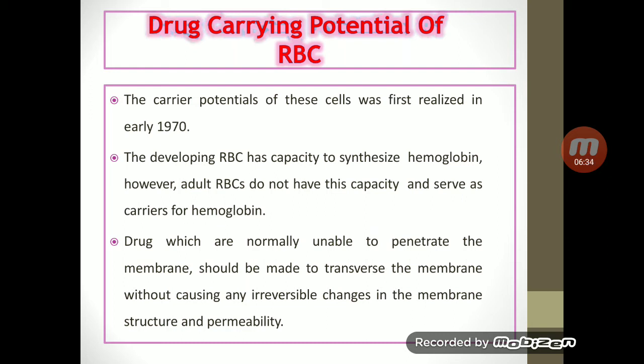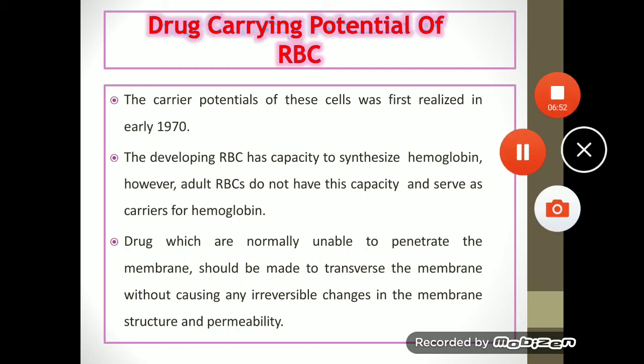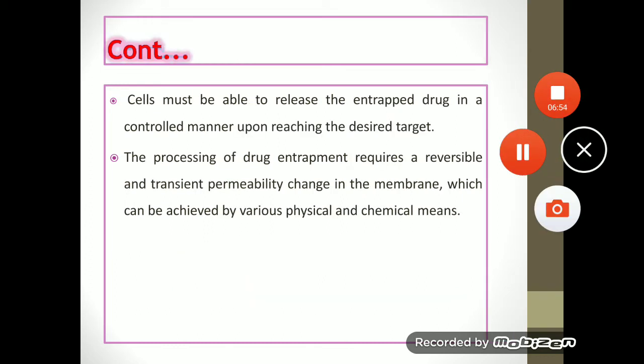Then drugs which are normally unable to penetrate the membrane, which cannot pass through the GI tract, which have some problem in absorption, such kinds of drugs we can go with the RBCs.